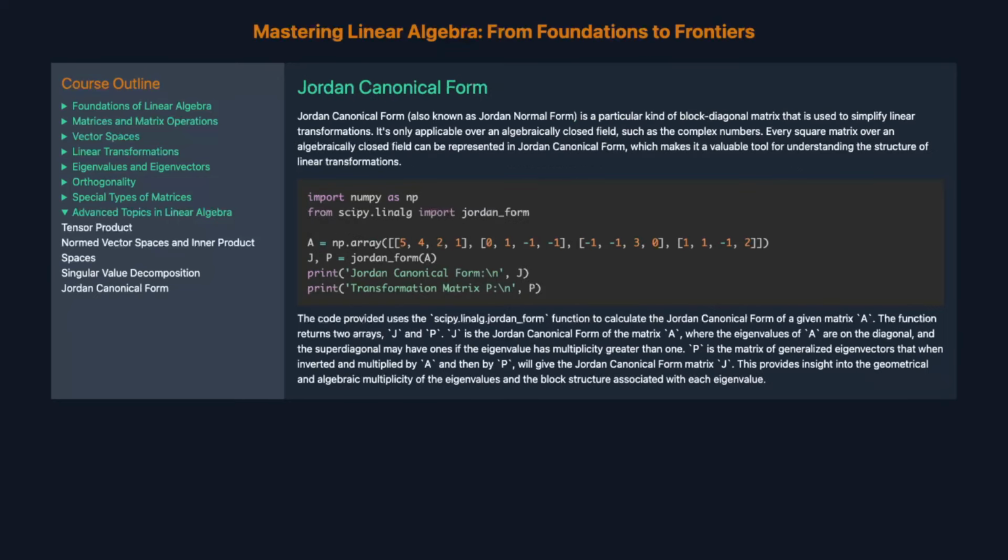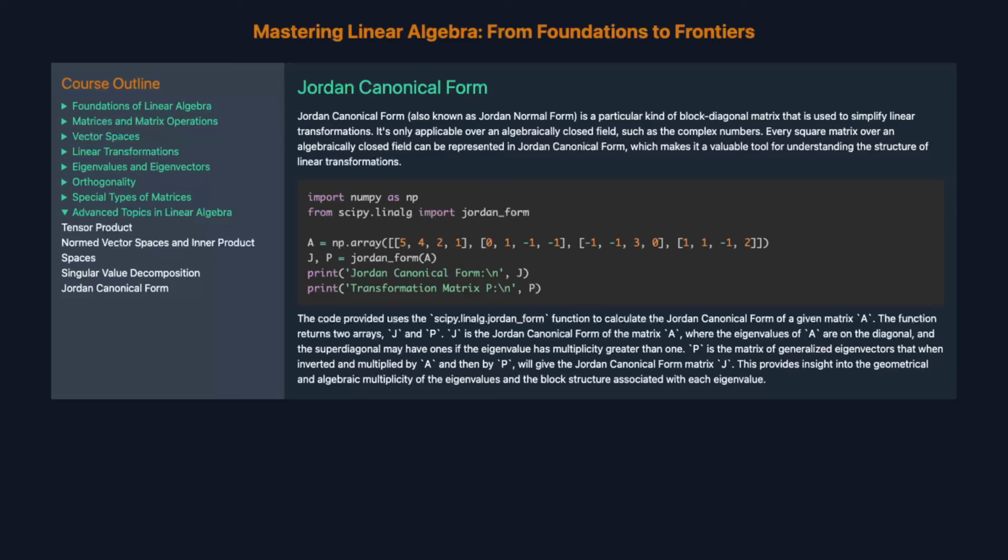Jordan canonical form. Jordan canonical form, also known as Jordan normal form, is a particular kind of block diagonal matrix that is used to simplify linear transformations. It's only applicable over an algebraically closed field, such as the complex numbers. Every square matrix over an algebraically closed field can be represented in Jordan canonical form, which makes it a valuable tool for understanding the structure of linear transformations.